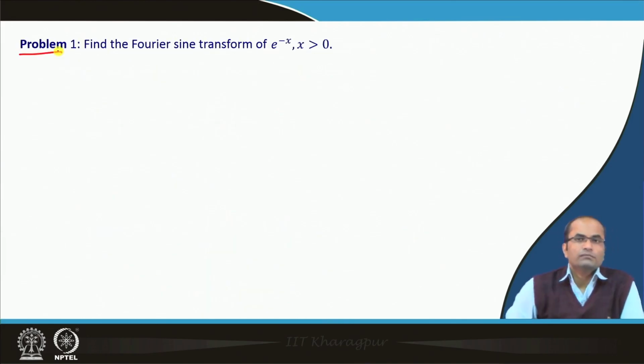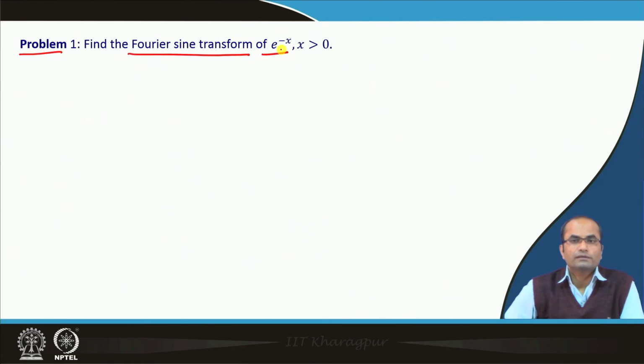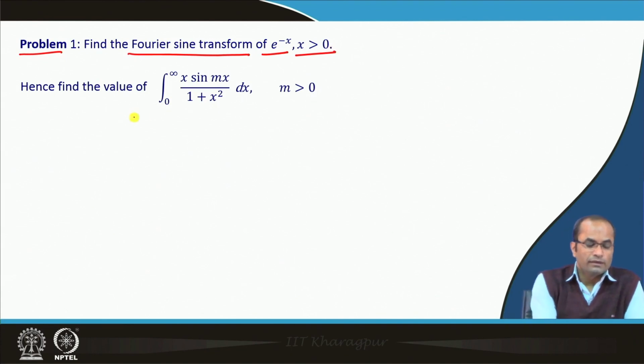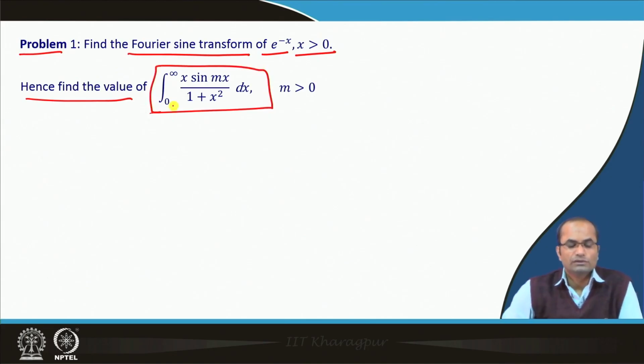Well, now we will do some example problems. The first problem here is to find the Fourier sine transform of the function e power minus x, where x is greater than 0. And then later on, once we have this Fourier sine transform, we can find the value of the integral from 0 to infinity of x sin(mx) over 1 plus x square dx.